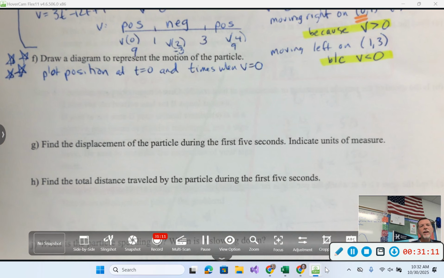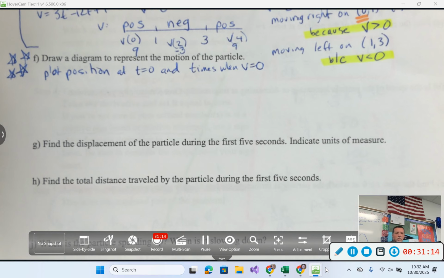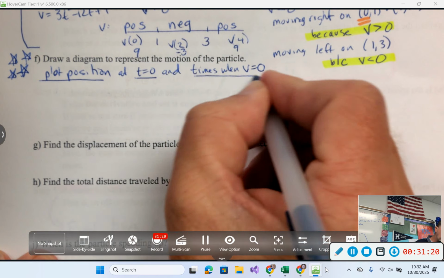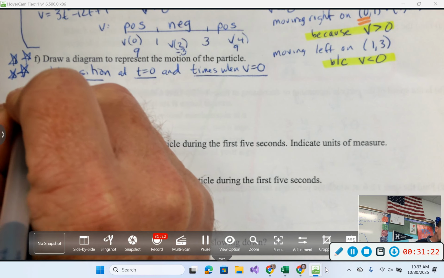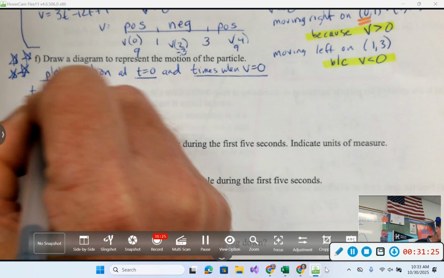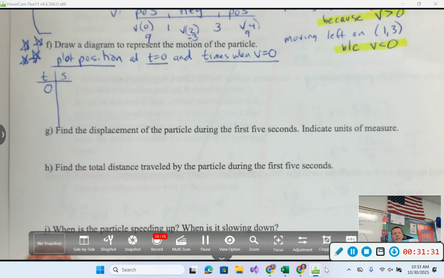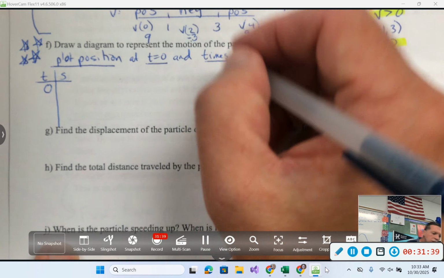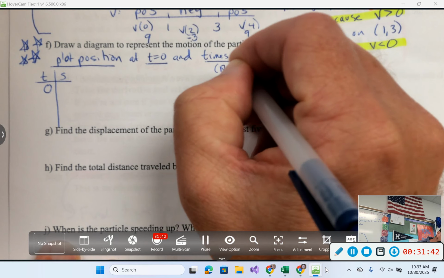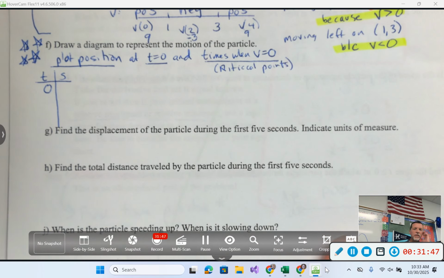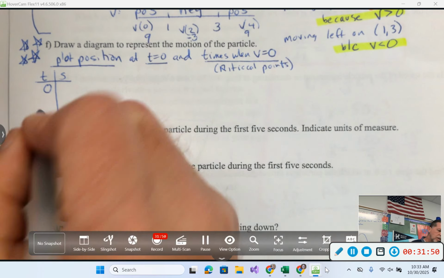Okay. Draw a diagram to represent the motion of the particle. Your diagram will plot the position. It will include t equals 0 and the times when v equals 0. So I need a table of values to start with, and this should look familiar. I want to include my endpoints and my critical points. Critical points are where the derivative is 0. So that was at 1 and 3.